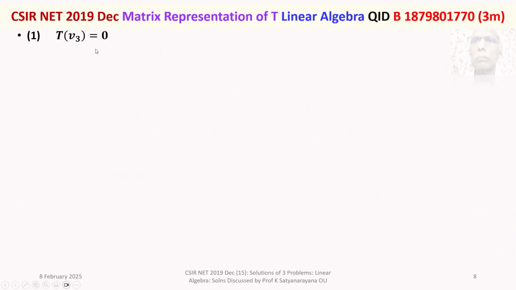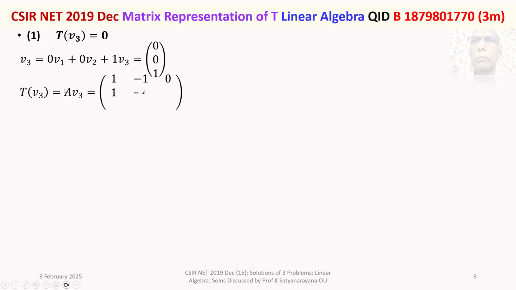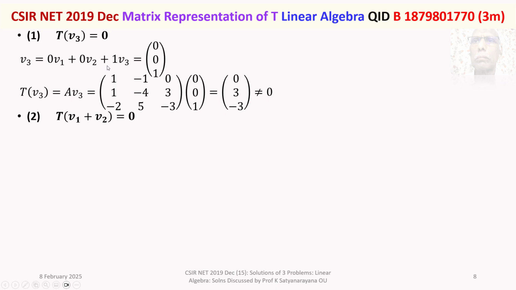Right. We take T of V3 equal to 0. How is V3 written? V3 is equal to 0 V1 plus 0 V2 plus 1 V3, written in terms of the basis B, and the column vector is 0, 0, 1. Now, T of V3 is A times V3, that is the matrix A multiplied by the column vector 0, 0, 1. Multiply, you will get 0, 3, minus 3, which is not equal to 0. So option 1 is not satisfied.